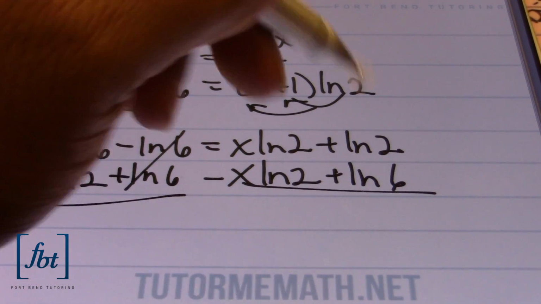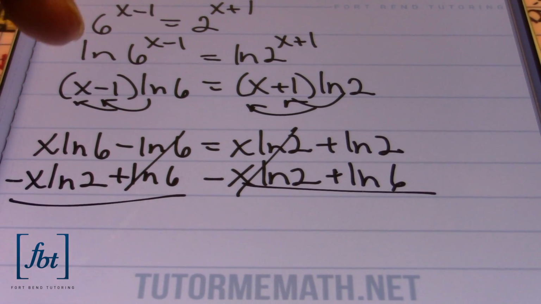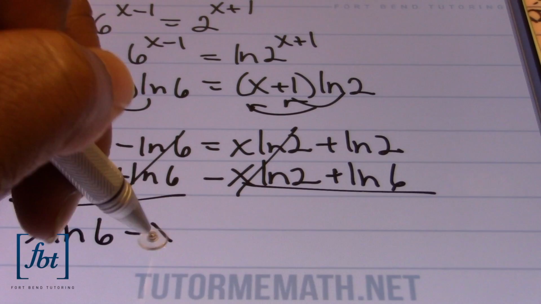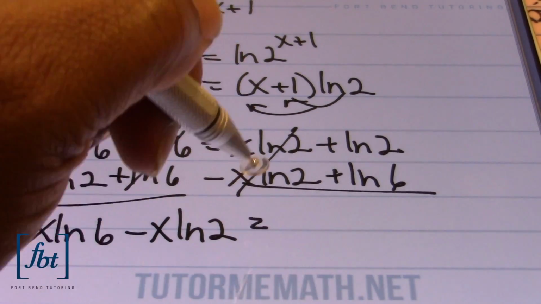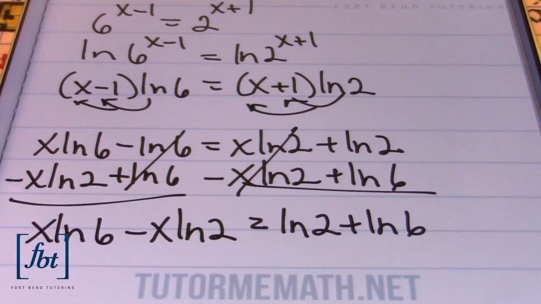See, the natural log of 6's will cancel out. The x natural log of 2's will cancel out. And on the left side, I now have x times the natural log of 6 minus x times the natural log of 2, which equals the natural log of 2 plus the natural log of 6.